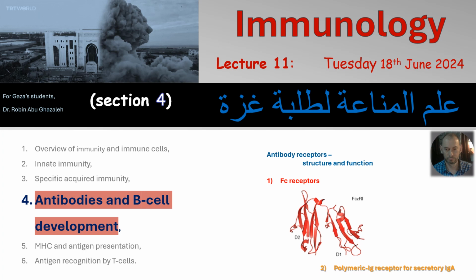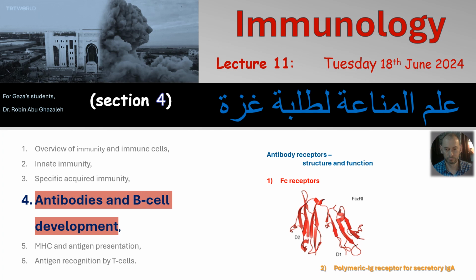Today we consider the structure and function of antibody receptors. We consider the Fc receptors, which bind to the Fc portion of antibodies, and we also will consider the polymeric immunoglobulin receptor that binds to and transports secretory IgA across to the mucosal surface.